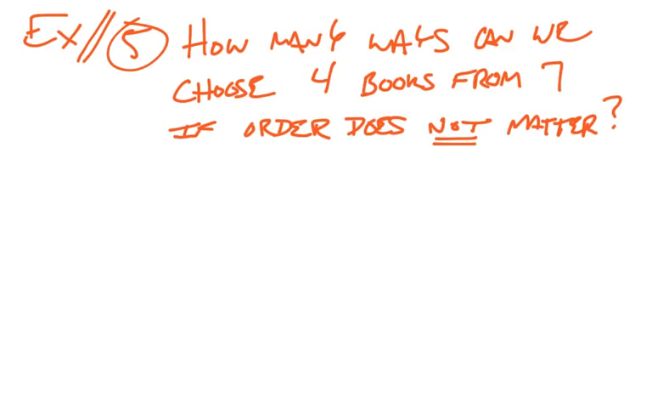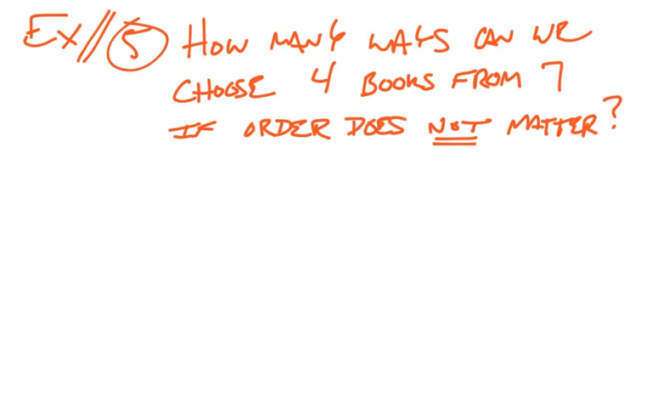All right, so now we want to tackle this question of how do we choose, say, 4 books from the 7 that are available to us if we don't care about the order in which the books are selected.